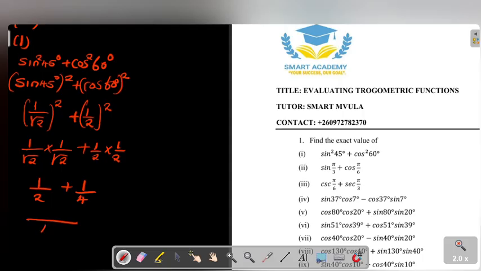The common denominator here is 4. So 2 into 4 is 2, times 1, you have 2. Then 4 into 4 is 1, times 1, 1. So this will give us 3 over 4 as the answer.